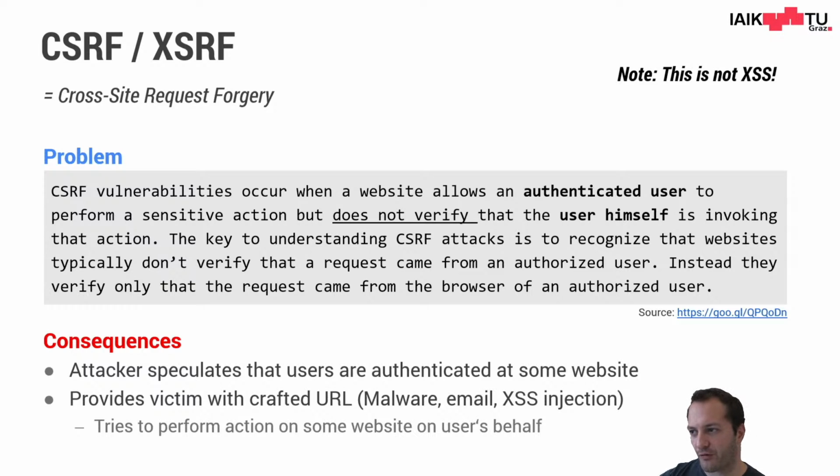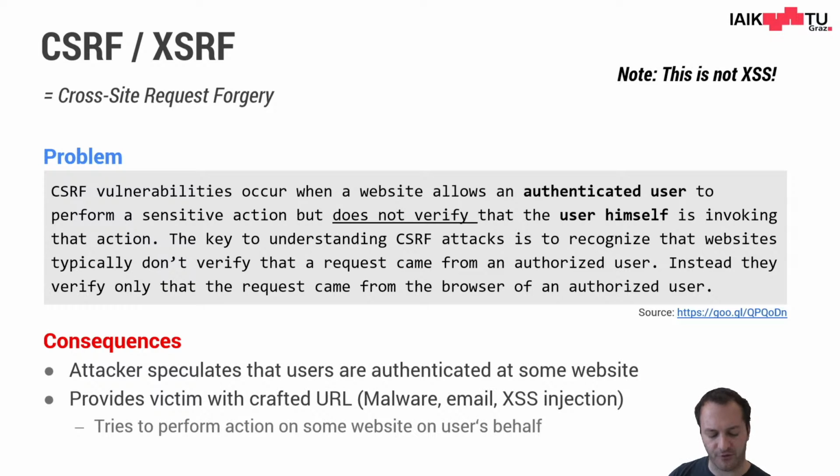So, for example, an authenticated user performed a sensitive action, but the target website did not verify that the user himself was doing that, so, like, intentionally. In other words, you injected, for example, something in the website, and this is then done on behalf of that user. And if such an action is possible, this is known as CSRF.